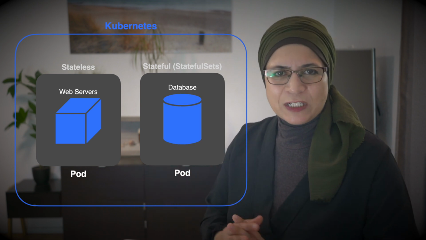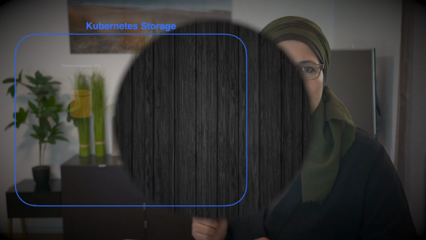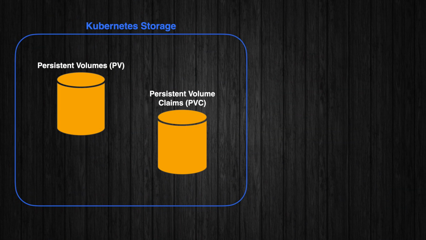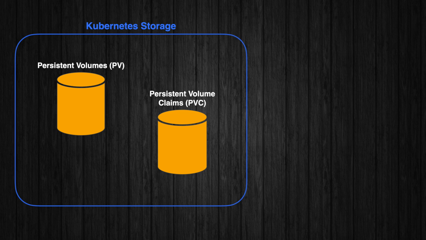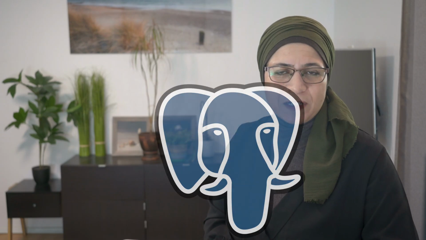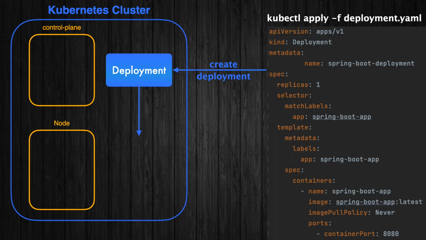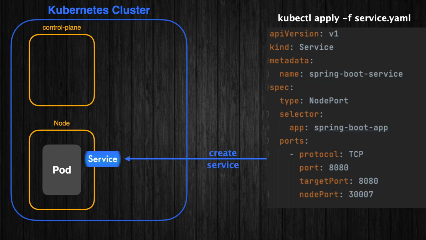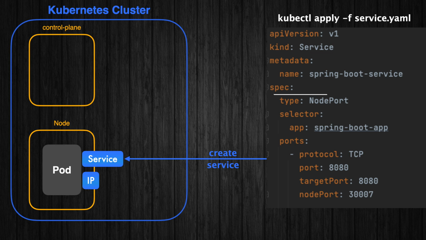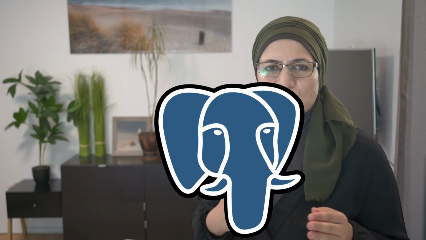Here are the steps to achieve this using Kubernetes. Create a persistent volume and persistent volume claim for the PostgreSQL database. Set up a deployment to manage the PostgreSQL database and ensure persistence. Deploy the Spring Boot application using a deployment, which is a stateless application. Expose both PostgreSQL and the Spring Boot application using services. Access the PostgreSQL database and make sure everything is running smoothly.